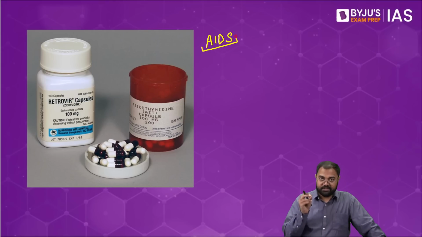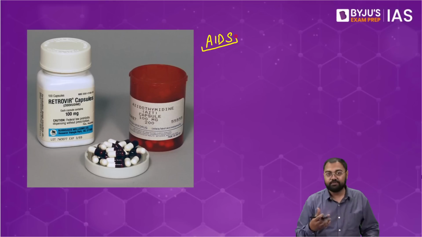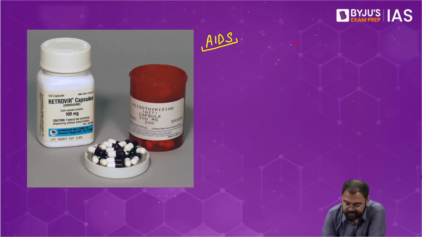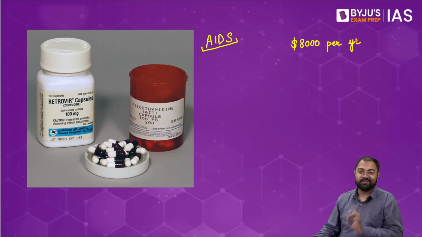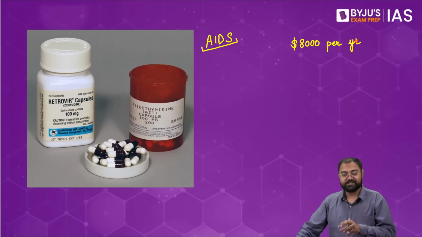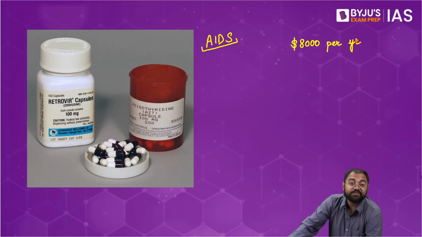Now, when this particular drug came out for the first time, a US based company came out with it, and the cost of this drug used to be $8,000. You would have to spend $8,000 per annum if you wanted this drug so that you could delay the death due to AIDS. At least you can live with AIDS for a long time. But $8,000 per annum is a big amount. In today's world, with the conversion, we are talking about almost 6.5 lakh rupees per annum.